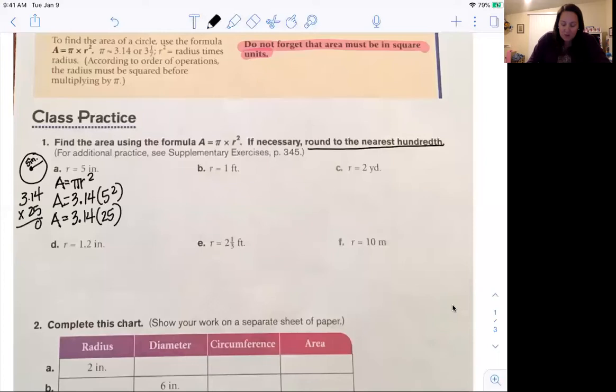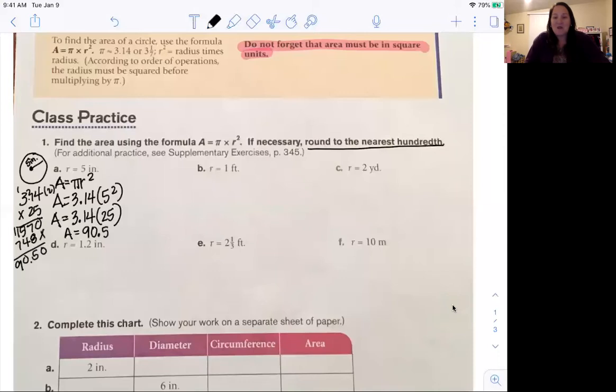5 times 4 is 20. 5 times 1 is 5, plus 2 is 7. 5 times 3 is 15. Put my place marker. 2 times 4 is 8. 2 times 7 is 14, carry my 1, and 2 times 3 is 6, plus 1 is 7. So I get 0, 5, 1, 0, 1, 9. I have 2 place markers. I get area equals 90.5.